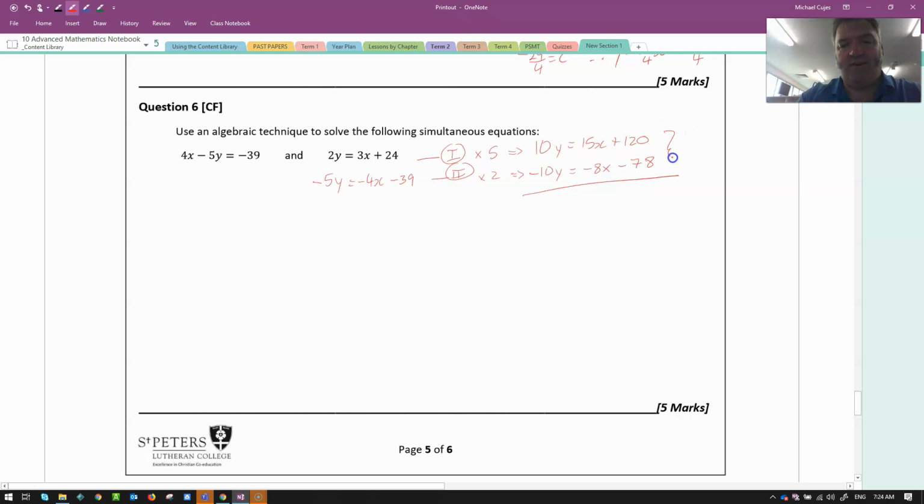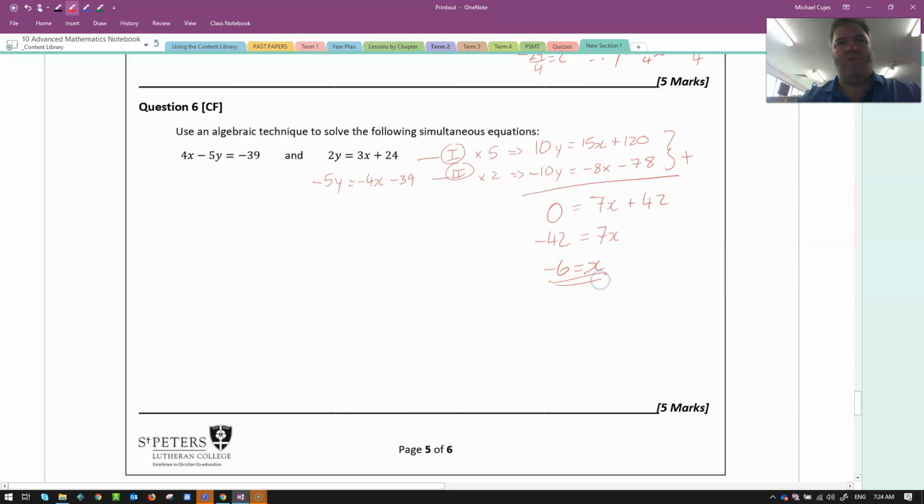So I'm going to add these two equations. I'm going to end up with 0 on that side. 15x minus 8x, well that's 7x. 120 plus negative 78, so take away 78. What have we got? 42. So 7x equals positive 42. This is going to be a piece of cake now. Negative 42 equals 7x. Negative 6 equals x.